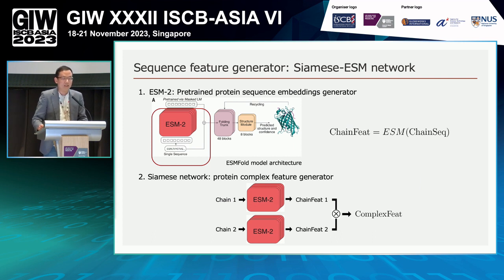This is the sequence feature generator. We use the Ceramid's ESM network. ESM2 is a pre-trained protein sequence embedding generator. It takes one chain sequence from the protein complex and generates the chain feature. It can only take one chain at a time. So the protein complex feature is generated by taking the element-wise product of the two chain features, and we get the complex feature.